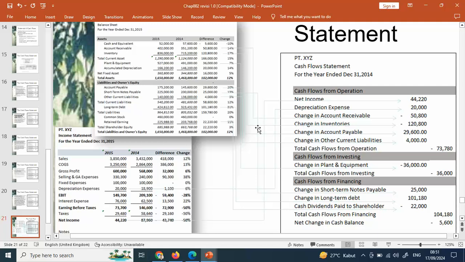But remember, the head is net income. This one is on the current asset and current liabilities. But the tricky one is on the short-term notes. This is financing, and cash flow from investing. So there are three: cash flow from operation, cash flow from investing, and financing. All the operation and investing need money from financing.